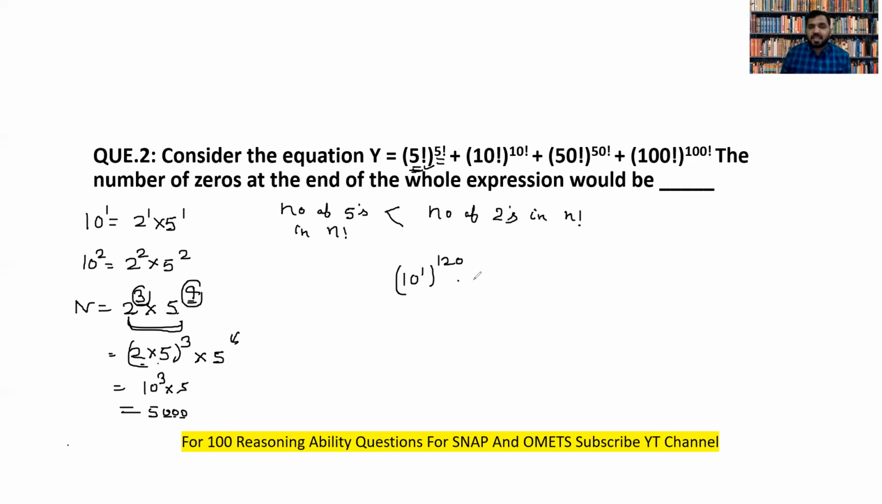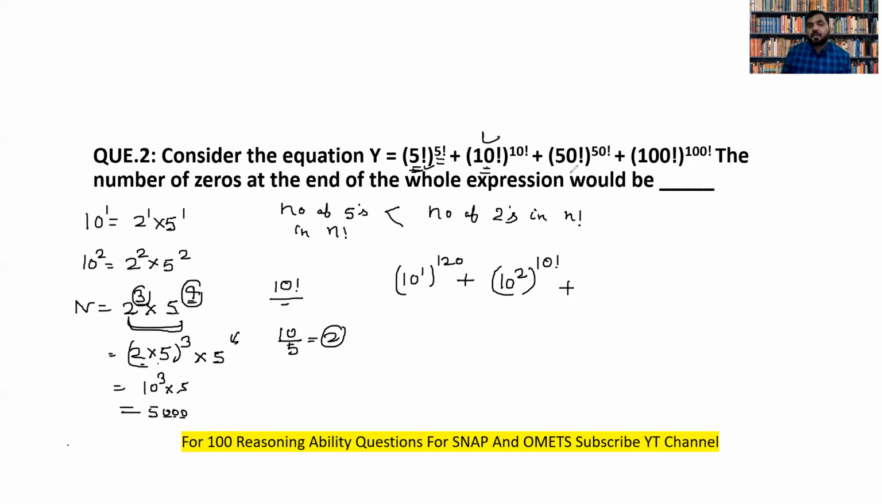Now, the second number that I have is 10 factorial. Right? So 10 factorial in total has 2 fives, right? You can see that when I divide 10 by 5, I'll be getting 2 fives, right? So 10 factorial will have 2 zeros at the end of it, raised to power 10 factorial.